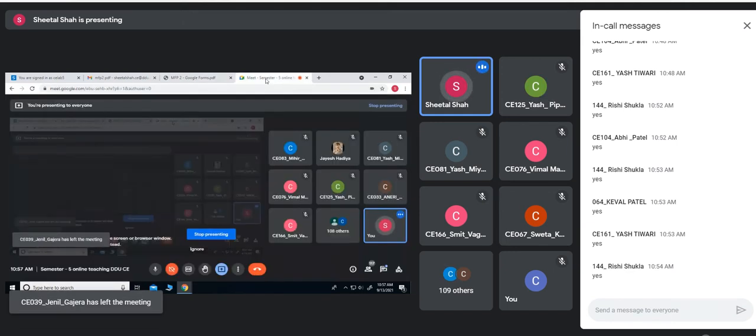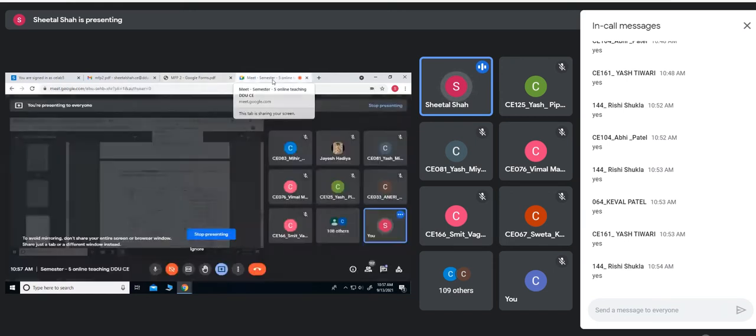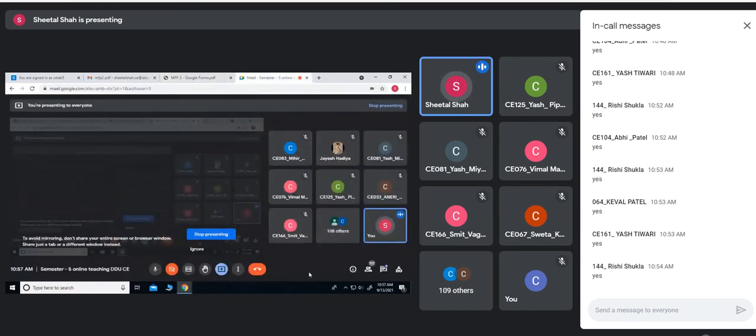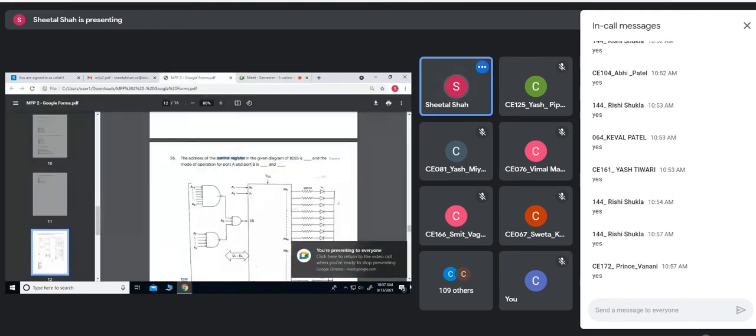As we know, there are the A1 and A0 pins of the 8255. These two bits decide whether we are addressing port A, port B, port C, or the control register. If A1 A0 is 1 1, then we are referring to the control register. Do you agree to this, all of you? So we have to find out what would be the address for the control register.